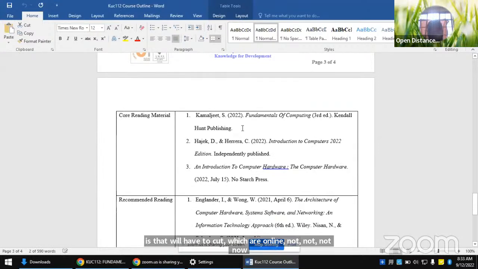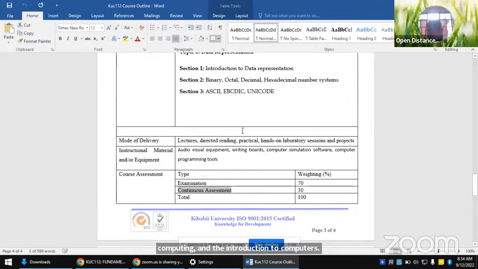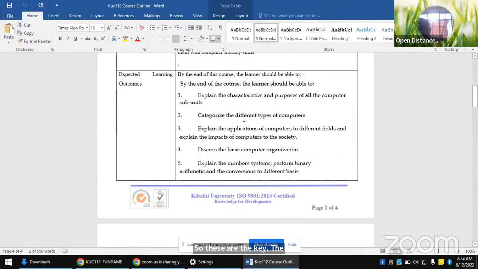Then we have our core reading books, Fundamentals of Computing, and the Introduction to Computers. So these are the key elements that we're going to look at in this particular course.